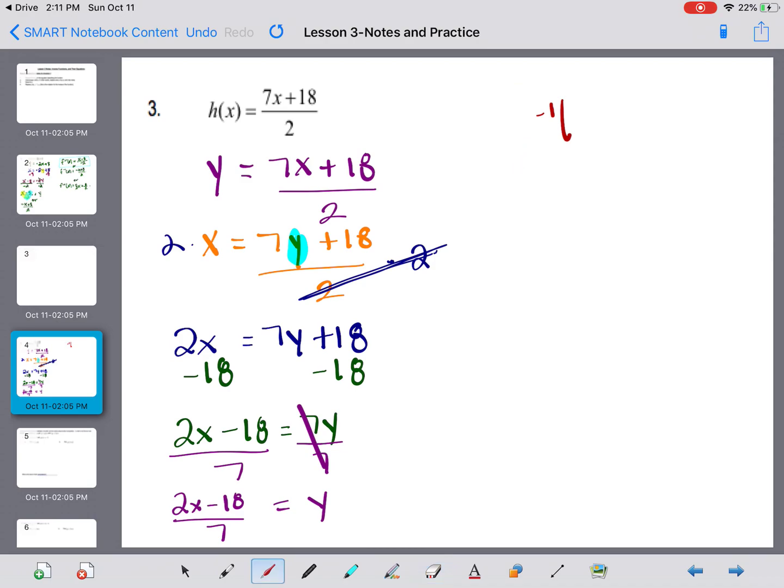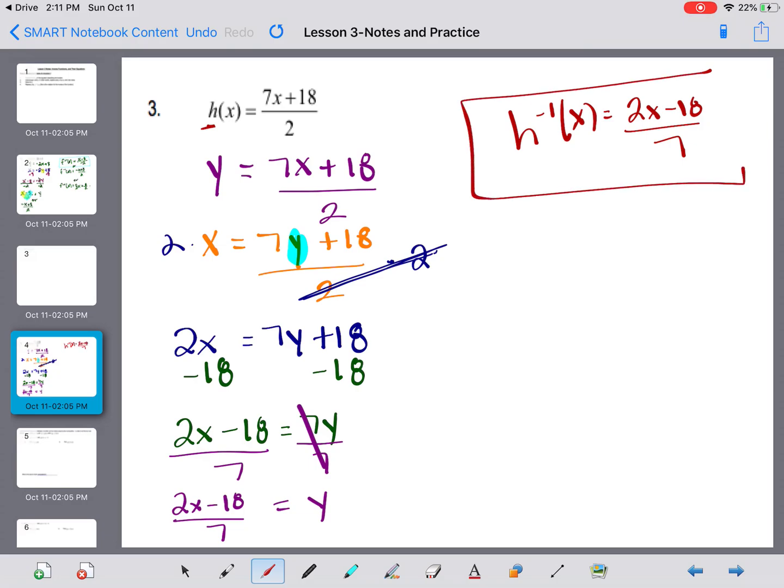And that should be an h. So I have an h on the outside there, so it should be h to the negative 1 of x equals 2x minus 18 over 7. This is our final answer. Again, this notation right here just is telling you that's the inverse of the h function.